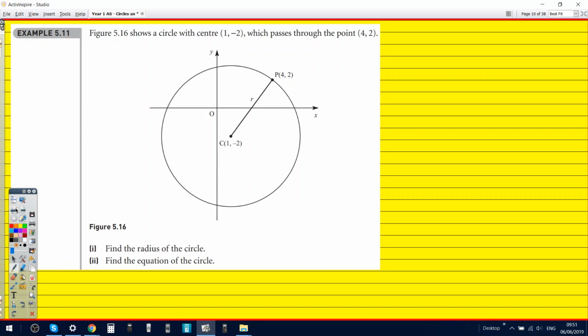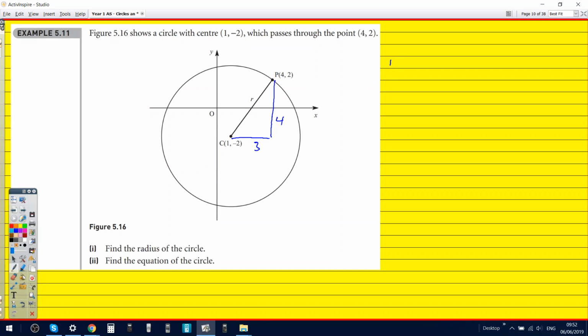How'd you find the radius for this circle? So the distance between 1, minus 2 and 4, 2 is 3, 4. So then it's 3 squared plus 4 squared. It's 25, square root, which is 5. Radius should be 5.